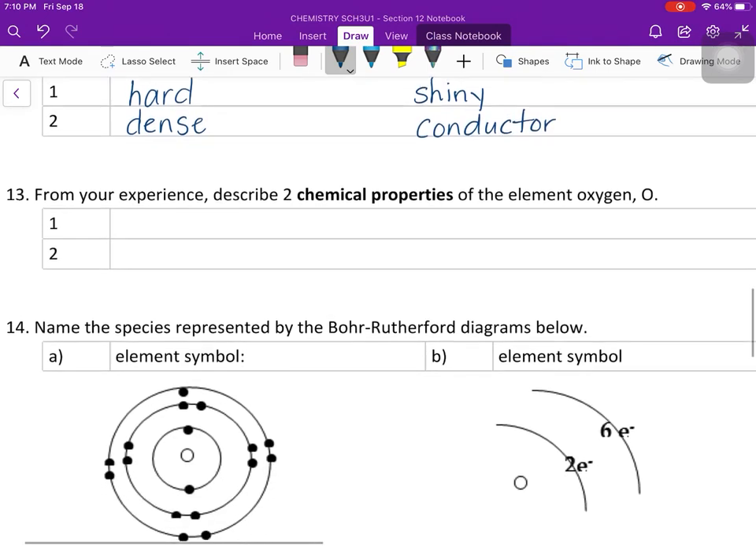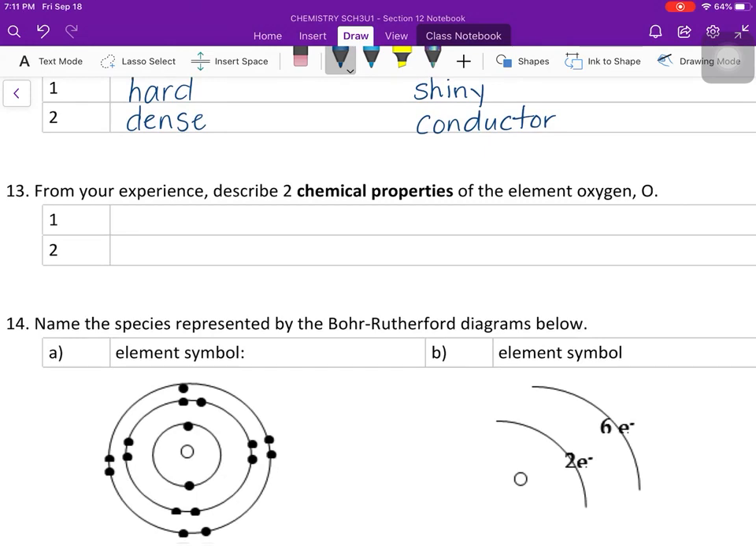Question 13, from your experience, describe two chemical properties of the element oxygen. So chemical properties are ways in which the element oxygen reacts. So oxygen is a very reactive element, and two different ways that it reacts. So one is that it is combustible. In grade 10 science, we looked at combustion reactions, which were different types of gases when combined with oxygen would create carbon dioxide and water.